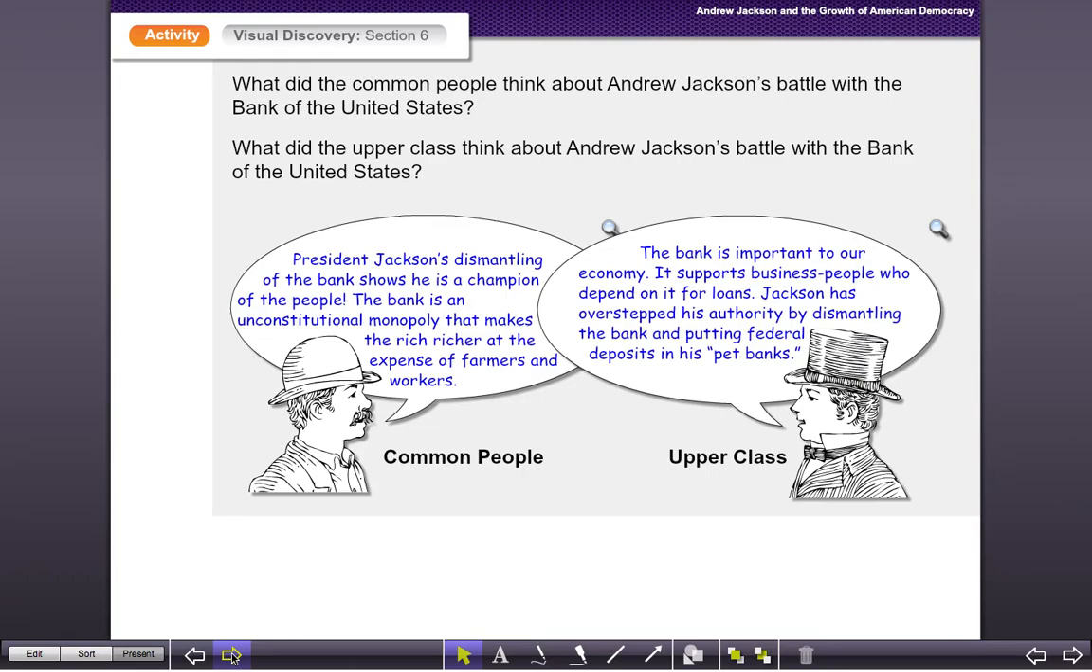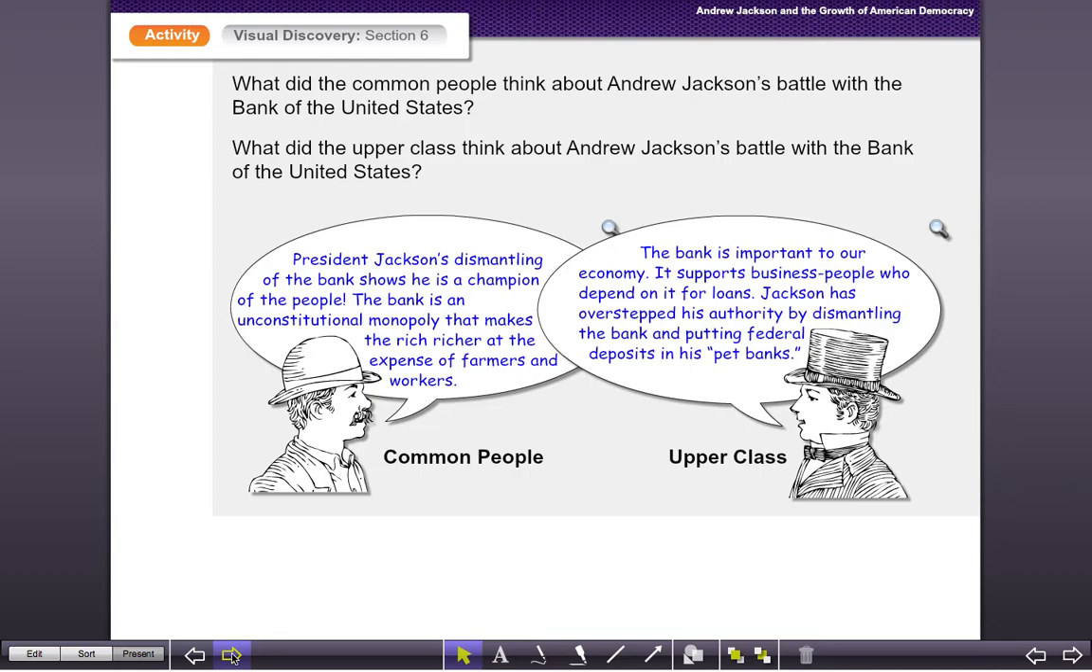The bank was deemed constitutional by the Supreme Court, and the upper class supported that decision. However, Andrew Jackson did not. And what ends up happening is we see the guy Henry Clay, who is in support of the National Bank and going against Andrew Jackson. We see that they believe that if he takes the deposits out of the bank, it's going to hurt the economy.